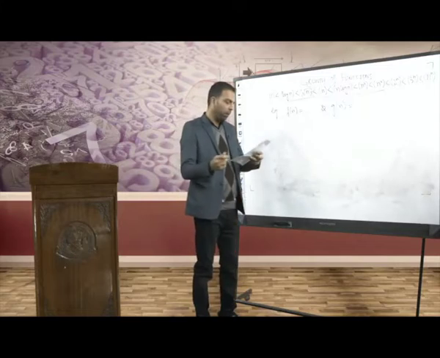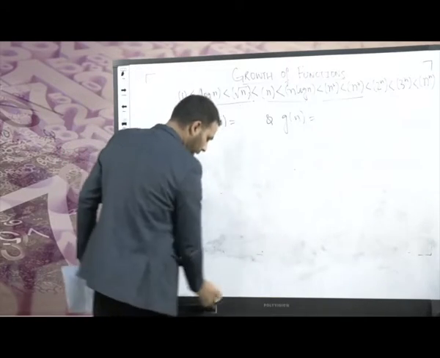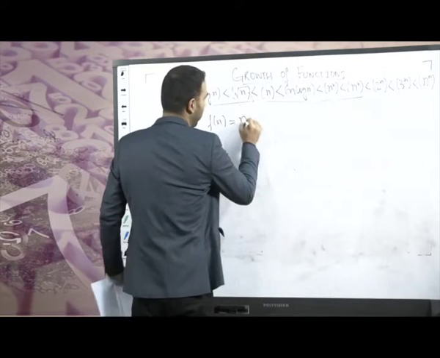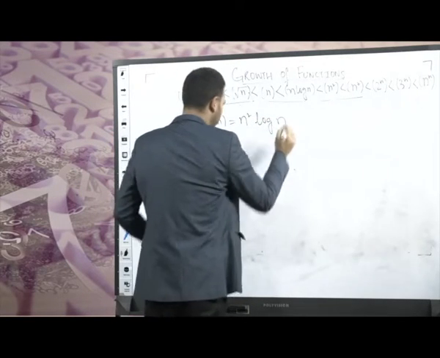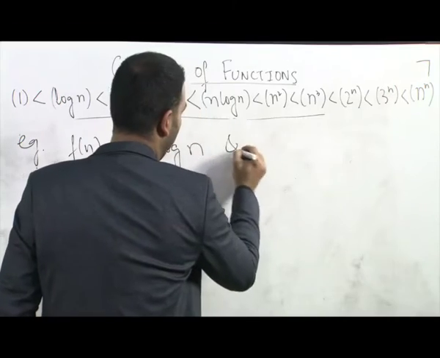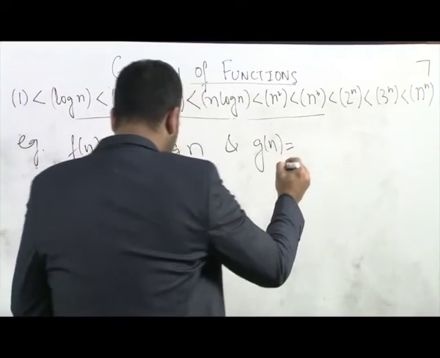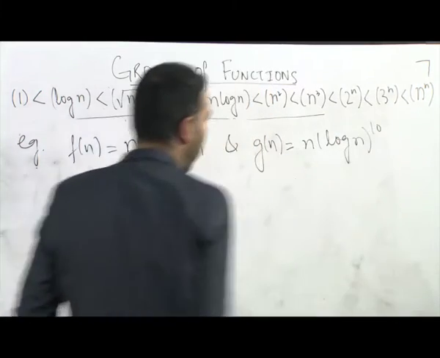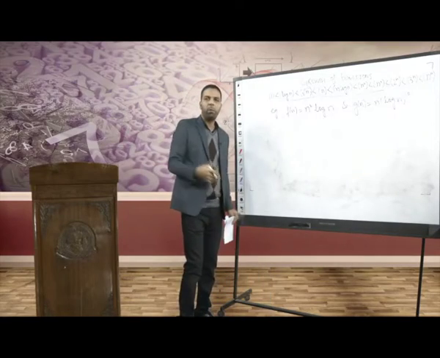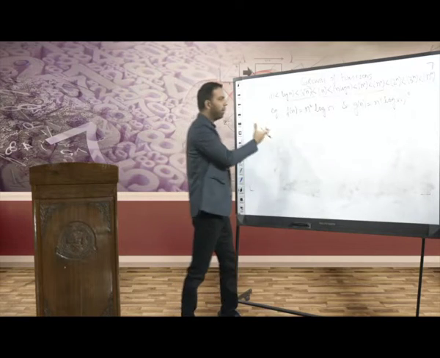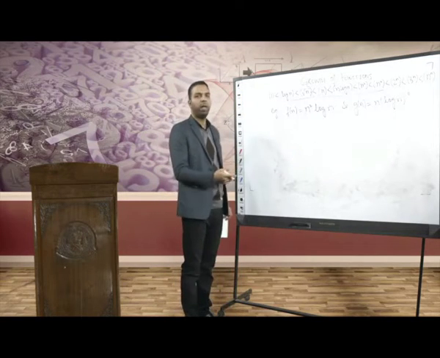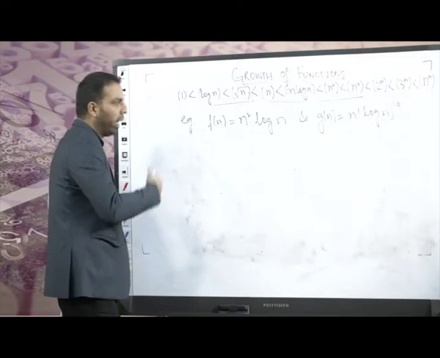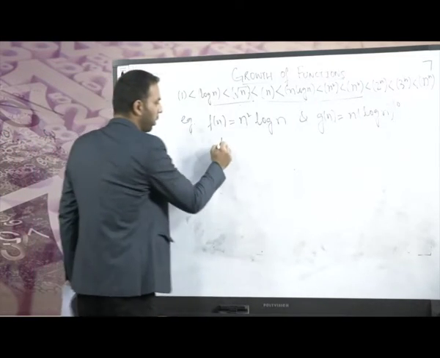In another example, I am taking f of n equal to n square log n, and g of n equal to n log n to the power 10. You might be thinking the earlier example was easy, what was the need to apply logs? But this example is a little bit tricky. You might be scratching your head and thinking, how do I know which one is lesser and which one is greater? So again, we apply log to both of these functions.